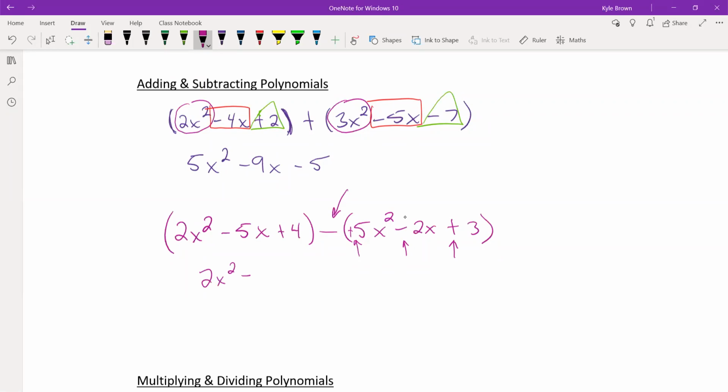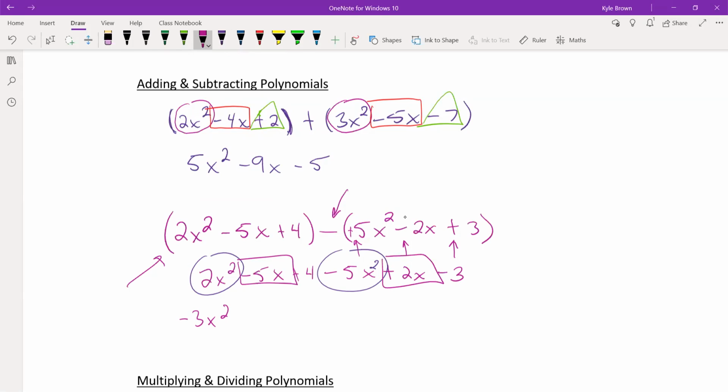So this would be 2x squared minus 5x plus 4, and that all stayed the same, right? The first one stays the same. And then the second one will become minus 5x squared, and then plus 2x, and then minus 3, right? Just the opposite of all those signs. And then we're right back to where we were for the other one, right? So now we're just collecting like terms. I'll put a circle around my x squared. Okay, so 2 minus 5 is negative 3x squared. And then negative 5 plus 2 is going to be, again, negative 3x. And then 4 minus 3 is going to be positive 1. Okay, so there you go. We subtracted some polynomials there.